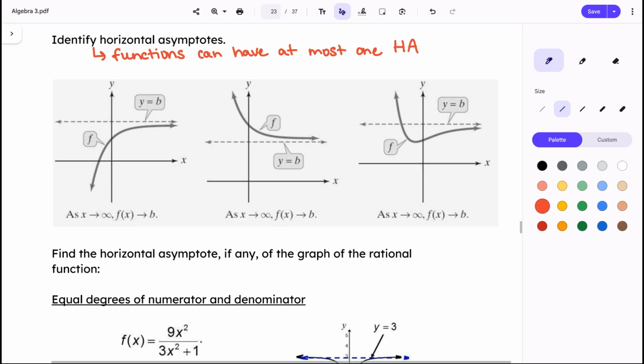So you'll never have more than one horizontal asymptote. You'll only have at most one, or you'll have none. You're not going to have 2, you're not going to have 3, you're not going to have 4. Now vertical asymptotes, you could have a lot, depending on what the bottom of the fractions look like. For horizontal, you can have at most 1, no more than 1 is allowed.